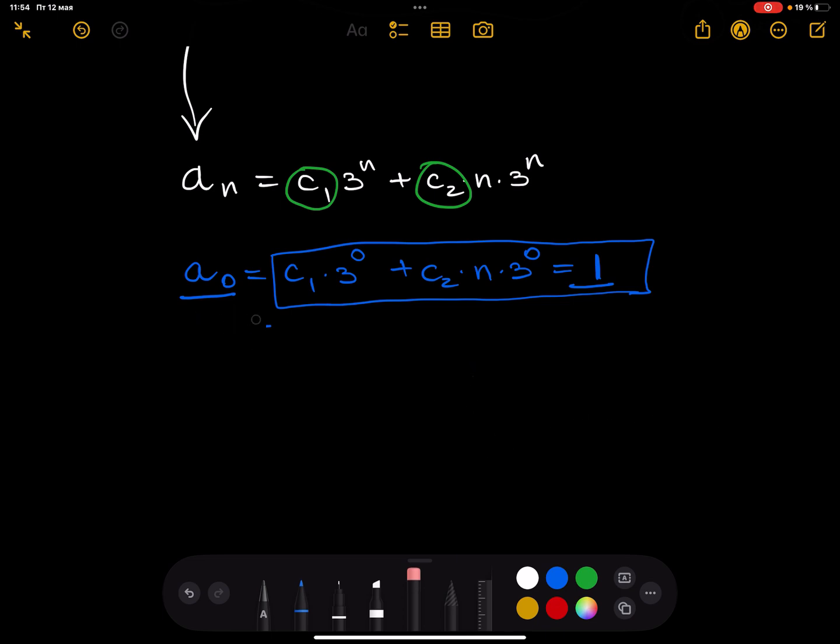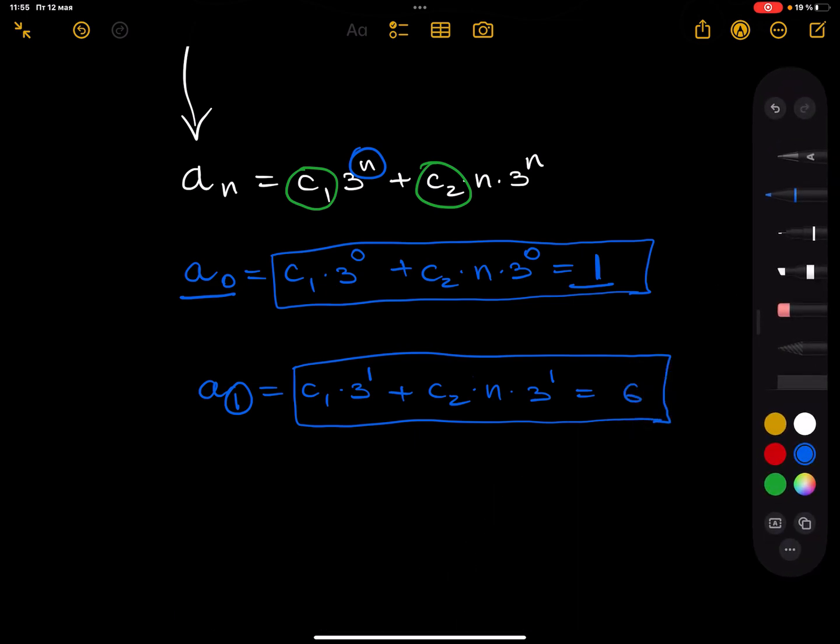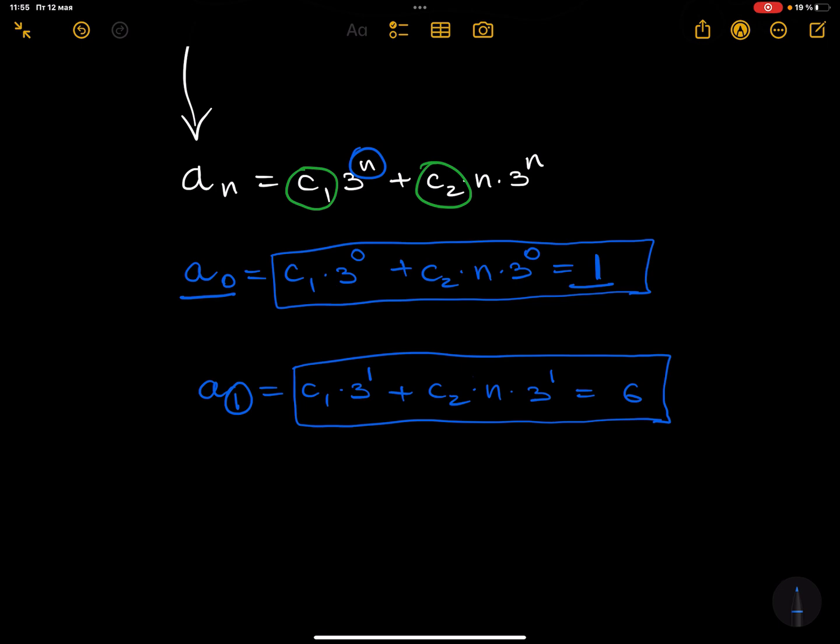Okay, so if you have any kind of questions, please feel free to ask in the comment section. So a1 is gonna be c1 times 3 to the power 1, because here we have n, our n is 1 here, plus c2 and 3 to the power 1, and this equals 6. It's given. Okay, so you need initial values for what? To find the coefficient. This is the same as in engineering mathematics, like solving differential equations. Pretty easy. So now we solve this system of equations.